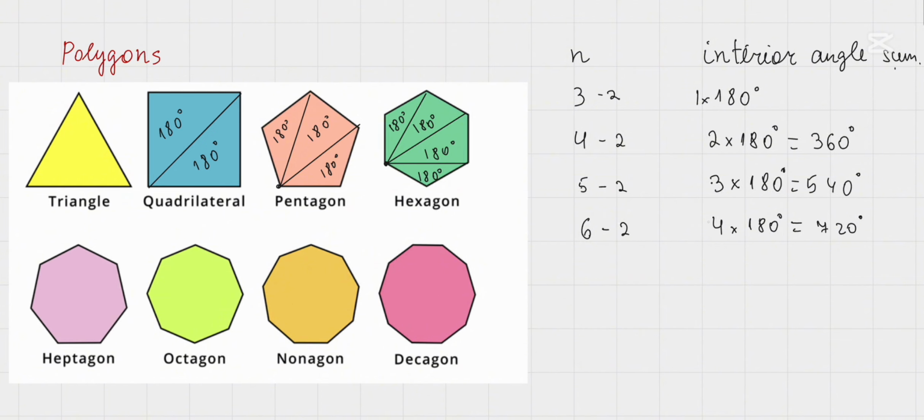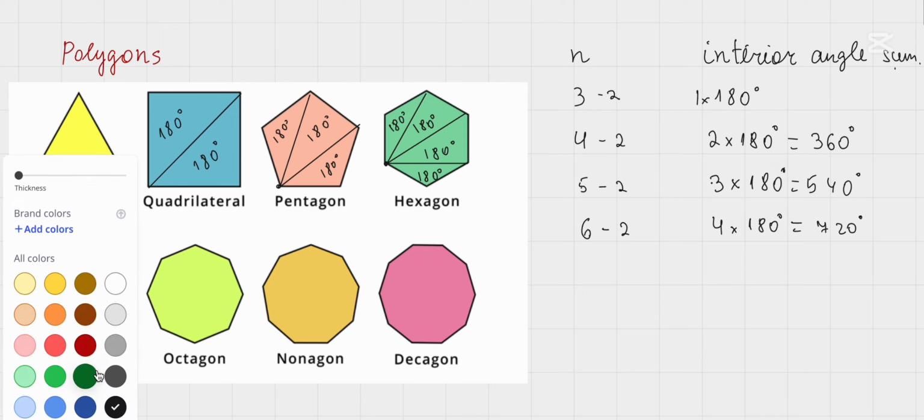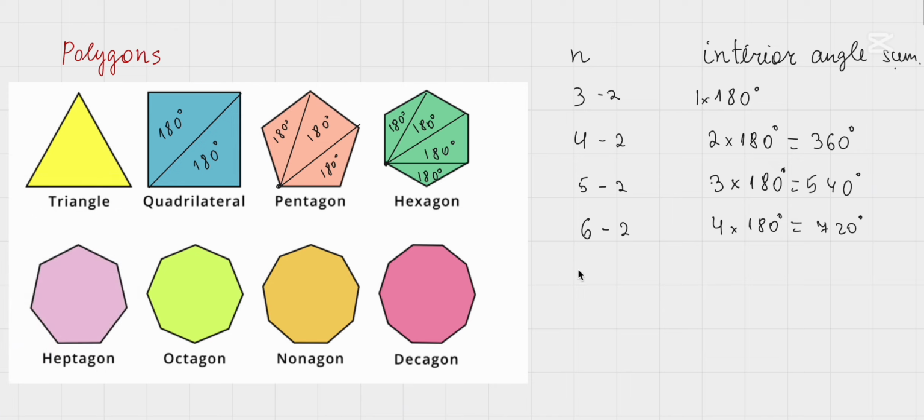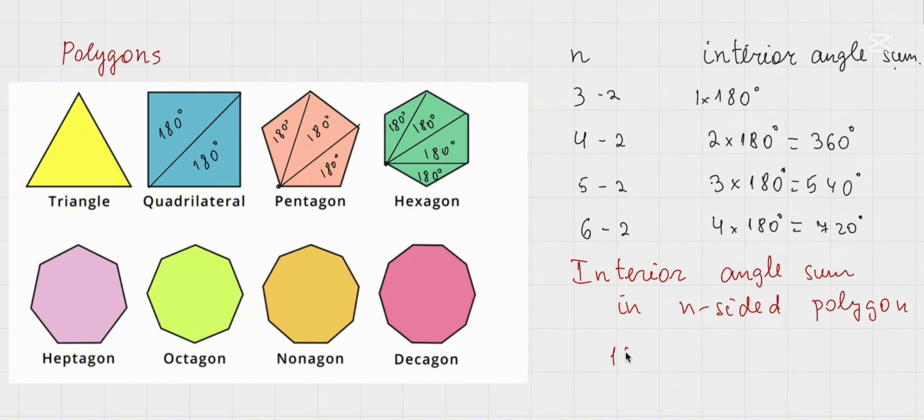Now, let's just write this as a formula as interior angle sum of n-sided polygon. So, interior angle sum in n-sided polygon will be 180 times n minus 2, where n is the number of sides. Now let's apply this formula for n-sided polygons.